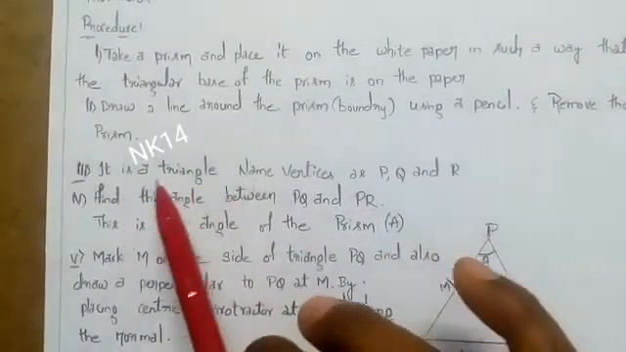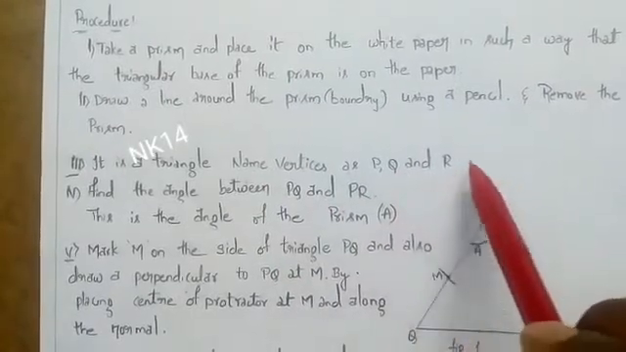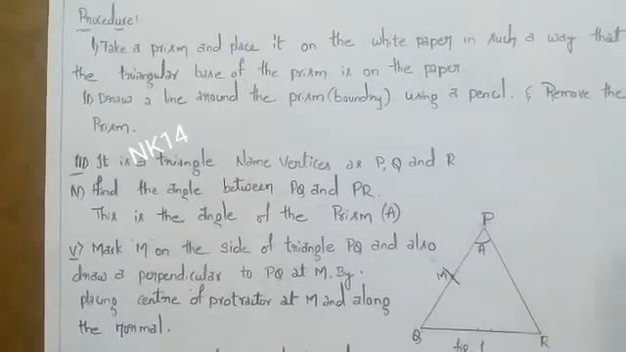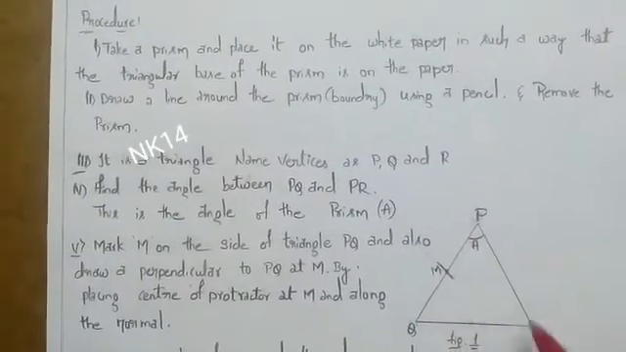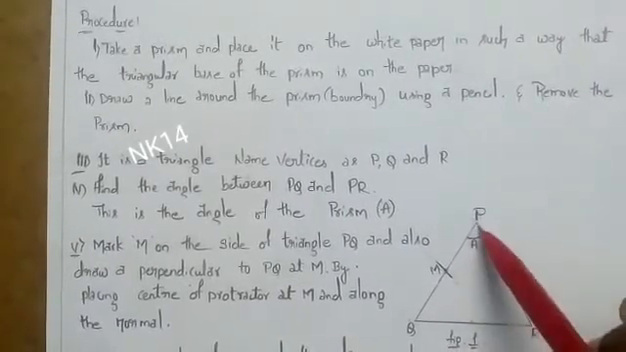Next, it is a triangle. Name the vertices as P, Q and R. After drawing the boundary of the prism, just remove the prism and name the points of the prism as P, Q, R. These are the three vertices, and the shape of the triangle you will get for the prism.